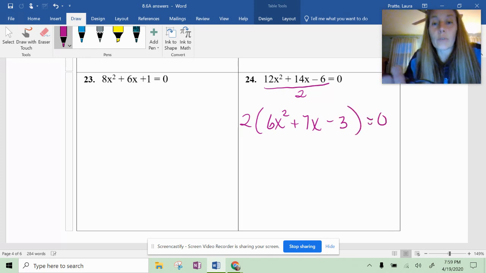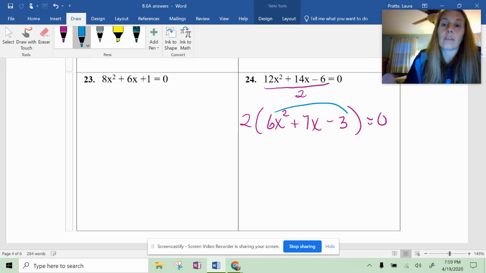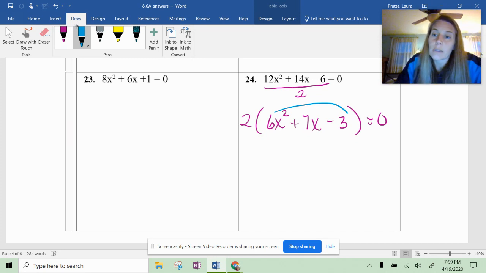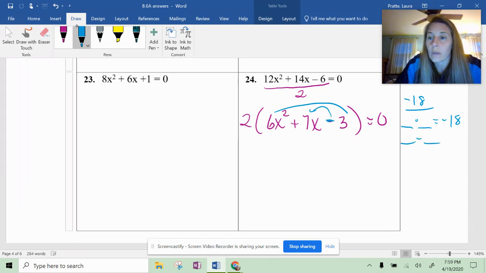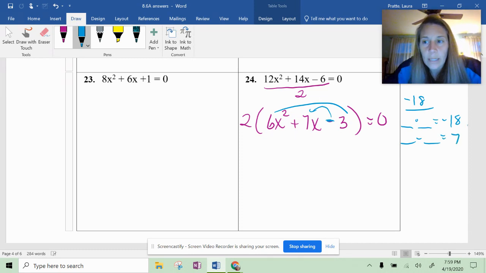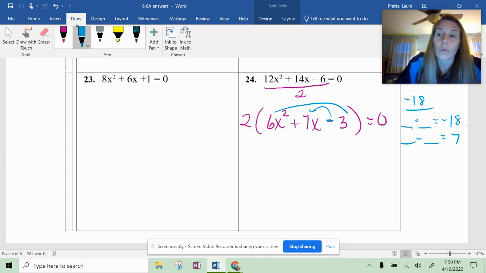Now, it's great that we made the numbers smaller, but we still have to do AC method because we still have the 6 here. So 6 times the 3, get the negative 18. So we need the 2 numbers that multiply to get the negative 18, and they have to subtract to get the 7. So you might want to look on your factor chart. So which numbers are factors of 18? 1 and 18, 2 and 9, 3 and 6, which ones will subtract to give you a 7? Well, positive 9 minus 2 is going to be 7. So it's a positive 9 and a negative 2.